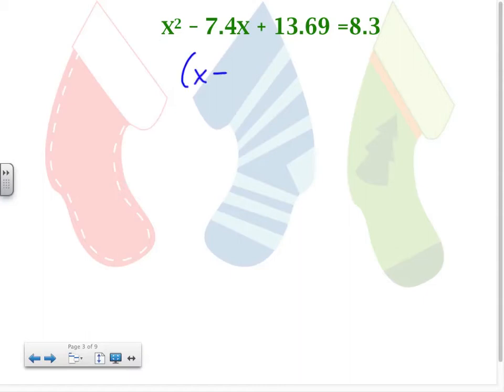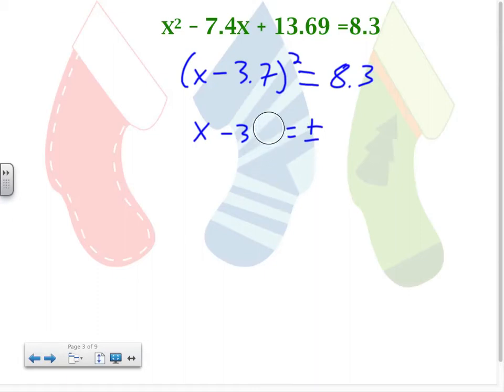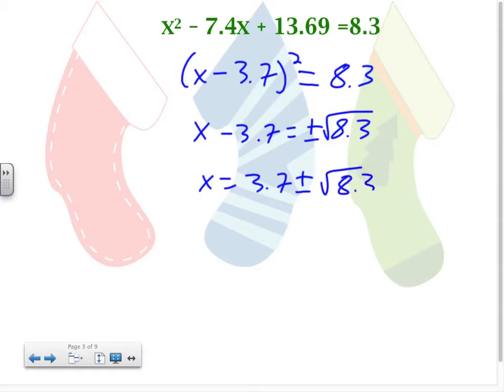So I can do x minus 3.7 squared equals 8.3, and x minus 3.7 plus or minus, that's not 3.7, the square root of 8.3. So x is 3.7 plus or minus the square root of 8.3. X is 0.819 and 6.581.